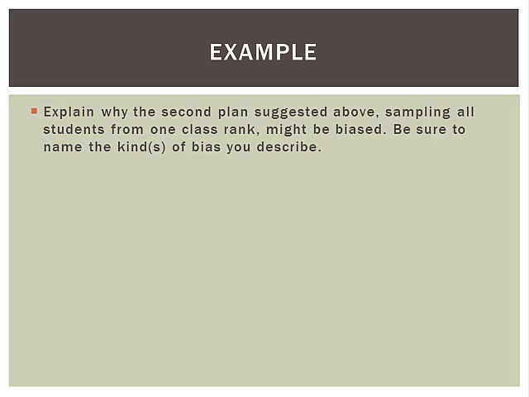Explain why the second plan suggested above, sampling all students from one class rank, might be biased. And sort of name the bias here. So undercoverage is certainly one bias that could happen here. The class rank selected may not be representative of all students in the course. I mean, if you pick all the freshmen, freshmen definitely have different ideas about courses and expectations than seniors do. I mean, just from levels of experience, right?